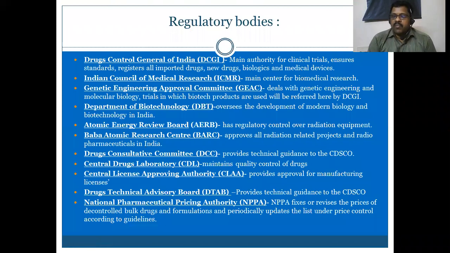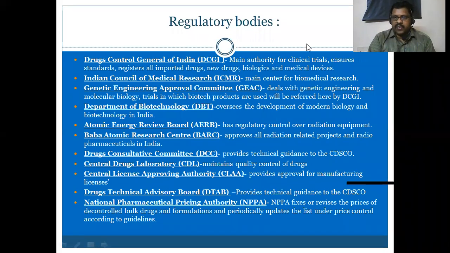Okay, regulatory bodies. As per this regulatory system, we have many functional bodies. They are controlling with their own objectives. For example, the Drugs Controller General of India, DCGI, I told you about this. They are the main authority for clinical trials, ensure standards, and register all imported drugs, new drugs, biologicals, and medical devices. That is their main job. Like that, the Indian Council of Medical Research, ICMR, is the main center for biomedical research.